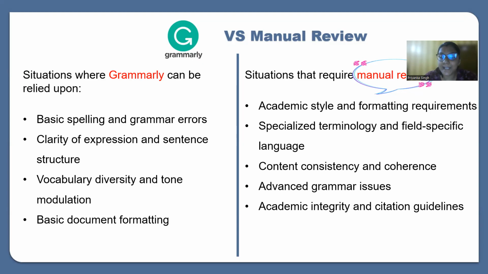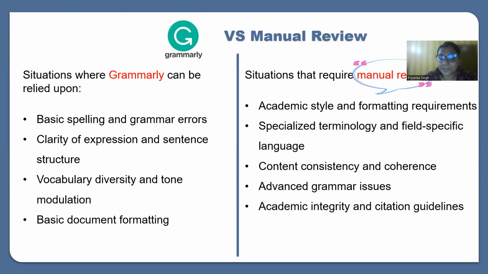Additionally, Grammarly helps diversify vocabulary and adjust the tone, ensuring your document is formatted correctly. However, there are situations where a manual review is essential. For example, when adhering to academic style and formatting requirements, specialized terminology and field-specific language often need more meticulous handling. Moreover, ensuring content consistency and coherence throughout your paper requires a human touch.